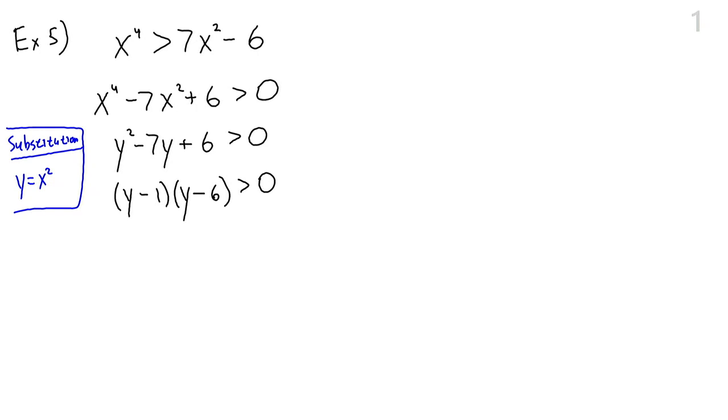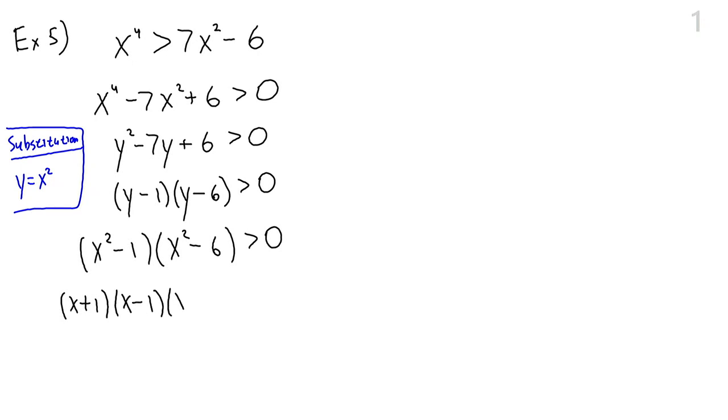But our problem was not in y, so we need to now switch everything back to x's. This is in fact (x squared minus 1)(x squared minus 6) greater than 0. And these are both differences of squares, so this gives us (x plus 1)(x minus 1)(x plus radical 6)(x minus radical 6) greater than or equal to 0.